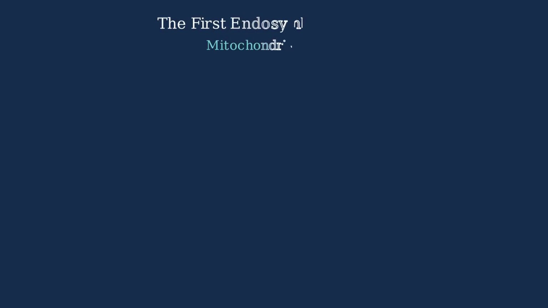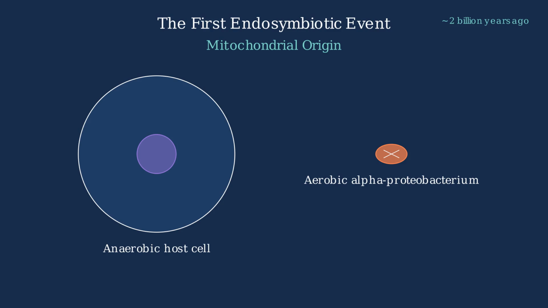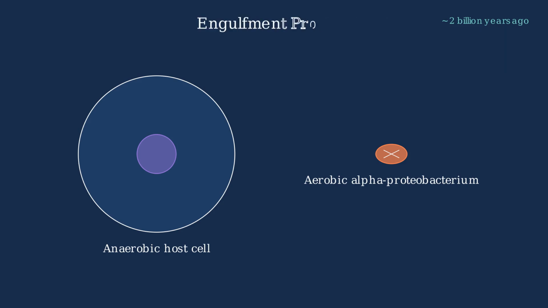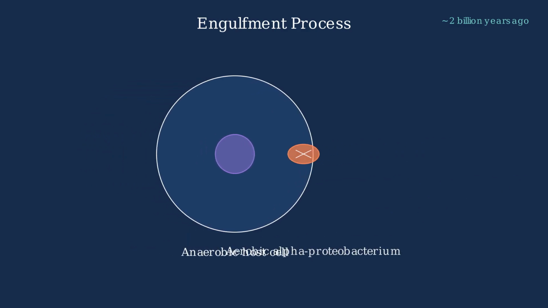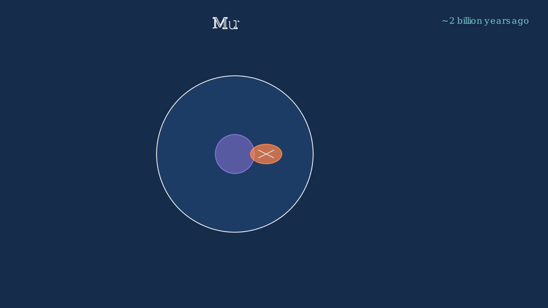The first major endosymbiotic event occurred approximately 2 billion years ago. This event involved two distinct organisms, a larger anaerobic host cell and a smaller aerobic bacterium, likely an alpha proteobacterium. Unlike typical prey, when the larger anaerobic cell engulfed the aerobic bacterium, it did not digest it. Instead, a mutually beneficial relationship developed.